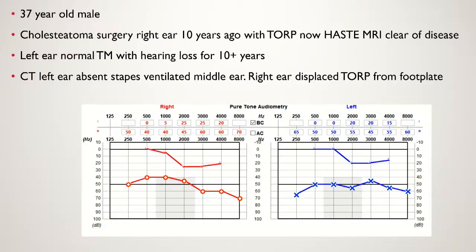We've looked at what we do when we have a stapes. Now we don't have a stapes. We've decided we're going to do the left ear because it's the worst hearing ear.